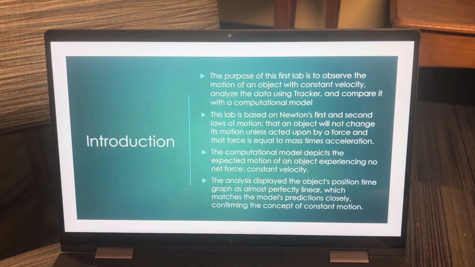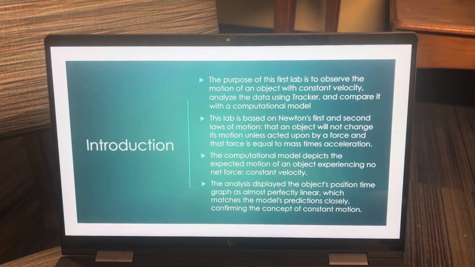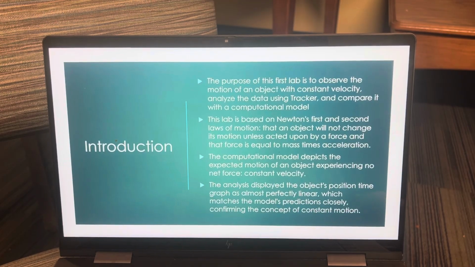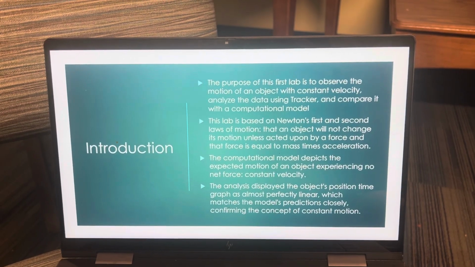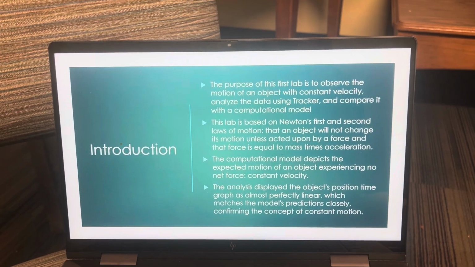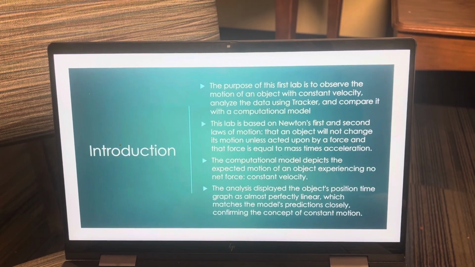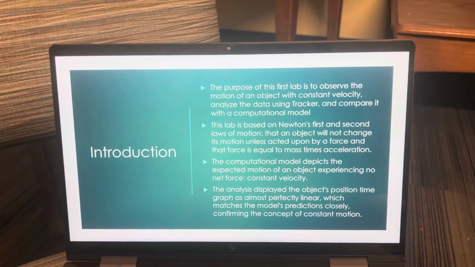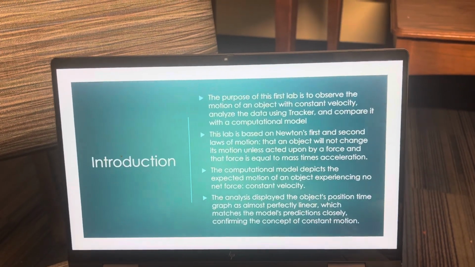The computational model depicts the expected motion of an object experiencing no net force, so the motion would be constant velocity. The analysis displayed the object's position-time graph as almost perfectly linear, which matches the model's predictions closely and confirms the concept of constant motion, both in theory and in reality.